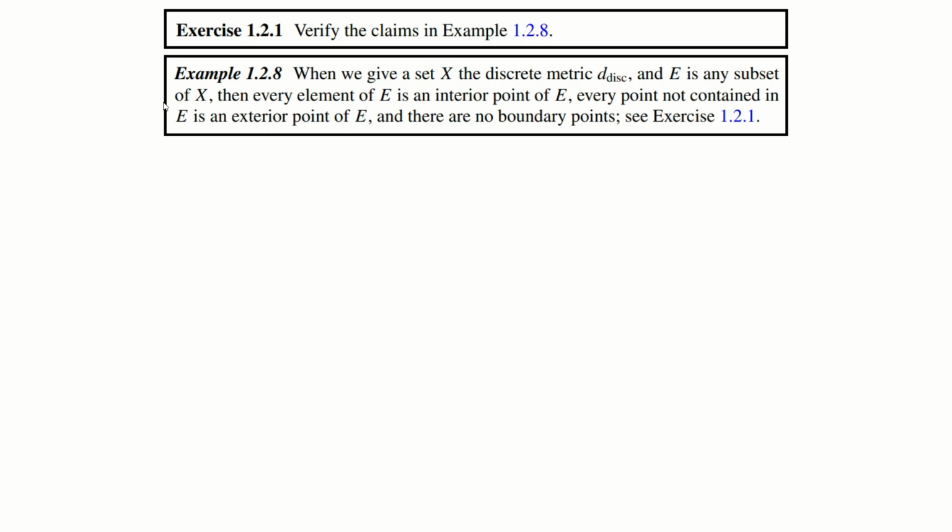So for this question, it basically asks us to verify the claim in this example right here, which is when we give a set X the discrete metric and E is any subset of X, every element of E is an interior point of E, every point not contained in E is an exterior point of E, and then our boundary points. So basically there's three things we need to prove here.